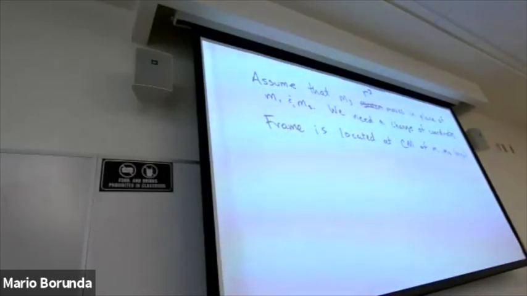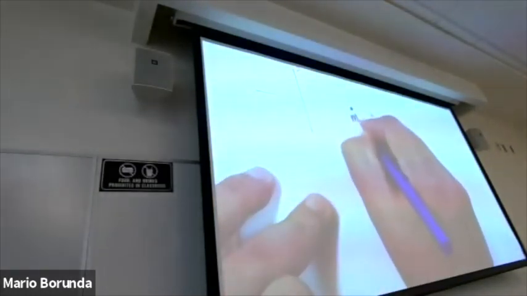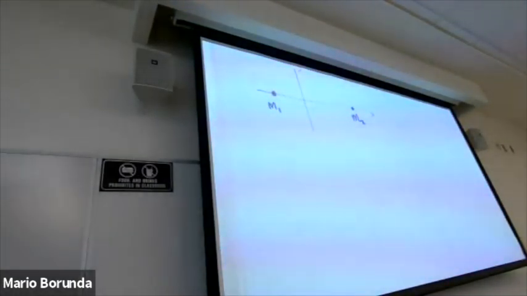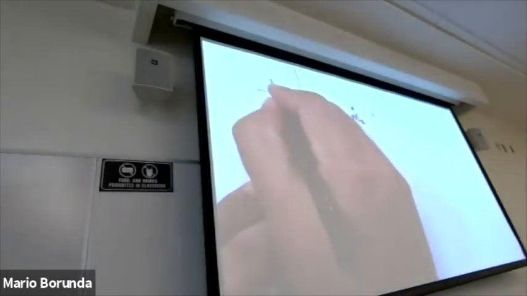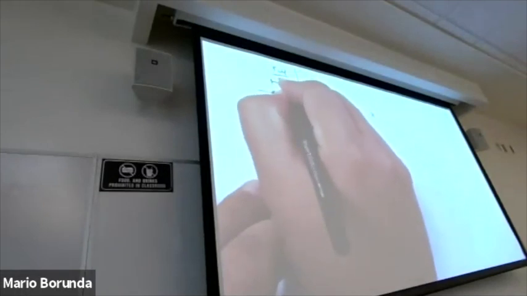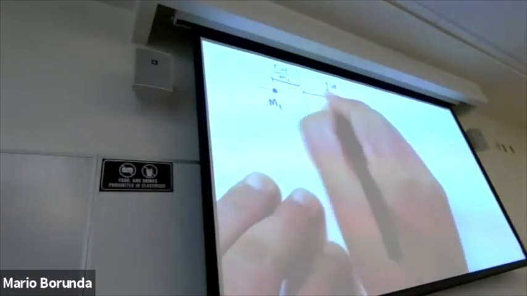All right, so what that means again is that we have a system here. This is the y-axis, this is the x-axis. This is what M2 is. This is what M1 is. Remember, they don't have to be equal in mass. The distance from here to here is R mu over M1. And the distance from here to here is R mu over M2.